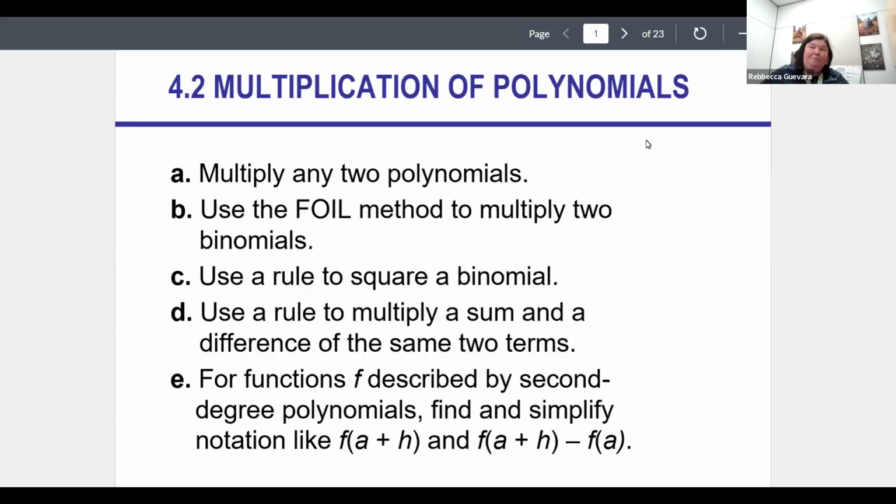So now we're going to move on to multiplying polynomials. We're going to work on multiplying different forms of polynomials, like two monomials, a monomial and a binomial, all that fun stuff. And we're going to work our way through it. I think the only thing I don't have in here is this very last bit I pulled off.